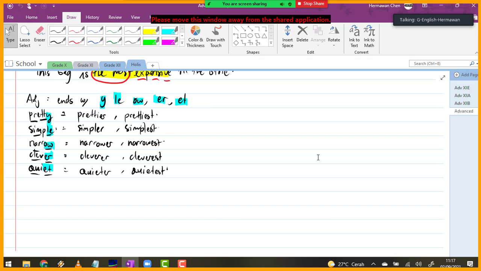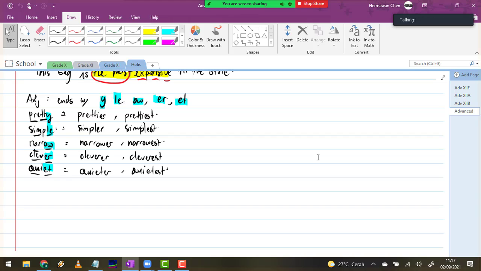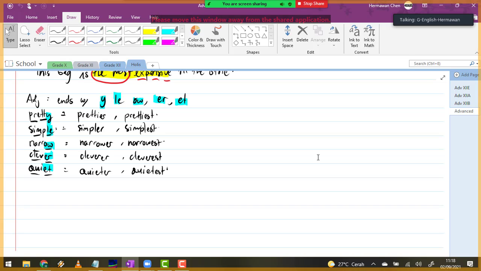The same thing happens to simple. Simple, 2 syllables. We should have used more or the most, but the ending is LE. That's why it becomes simpler and simplest. Narrow is also the same. Narrow, 2 syllables, but we do not use more or the most. We use ER and EST. It becomes narrower and narrowest.